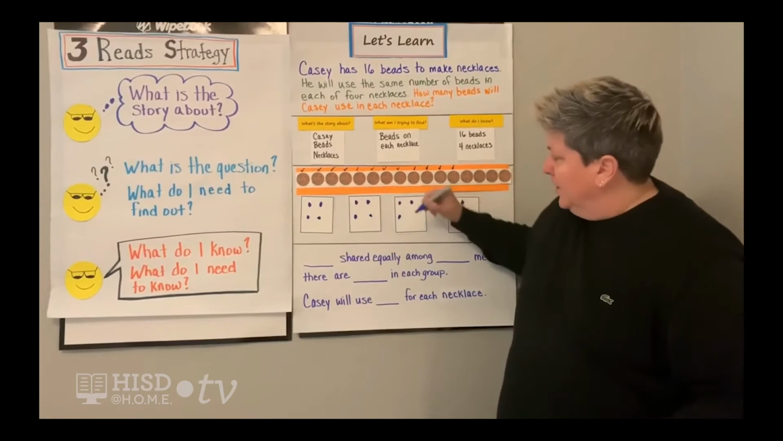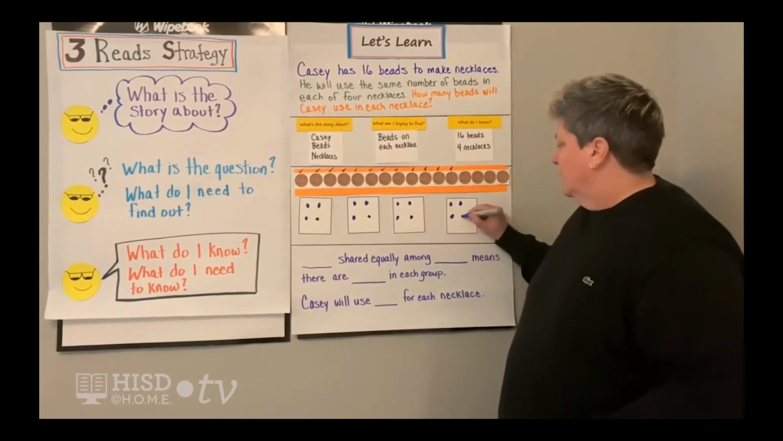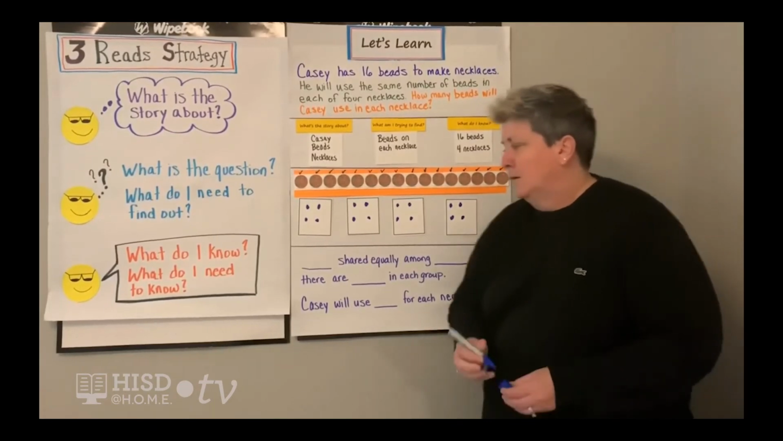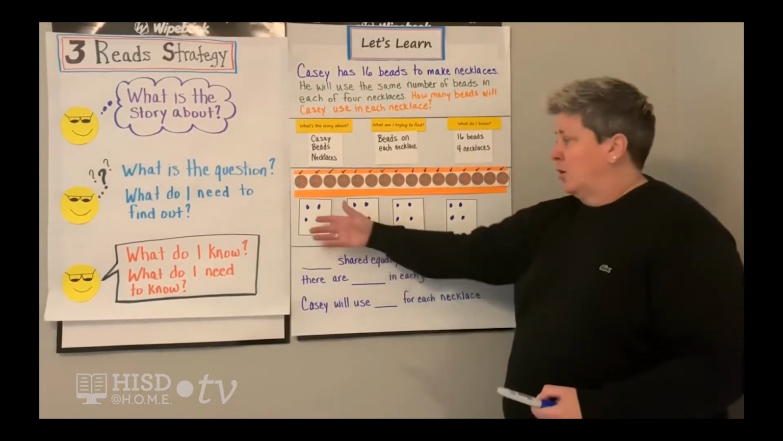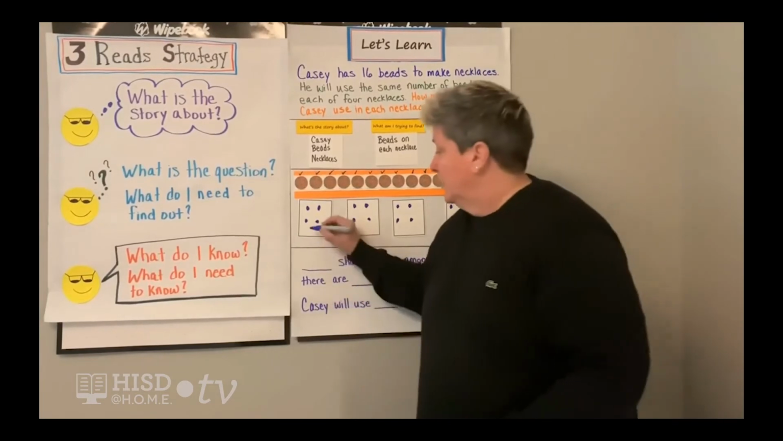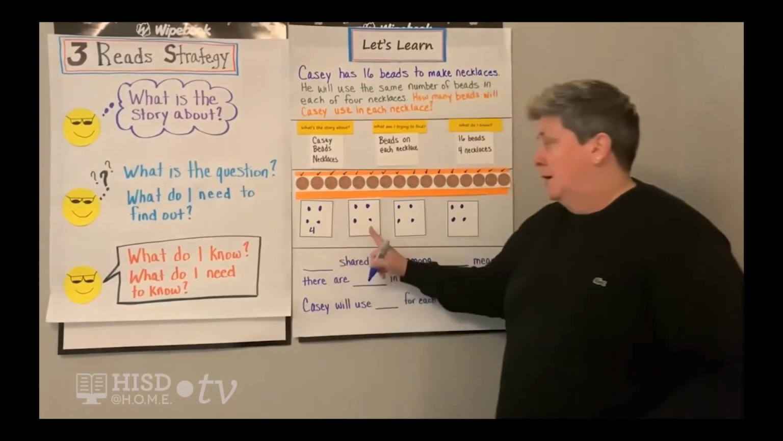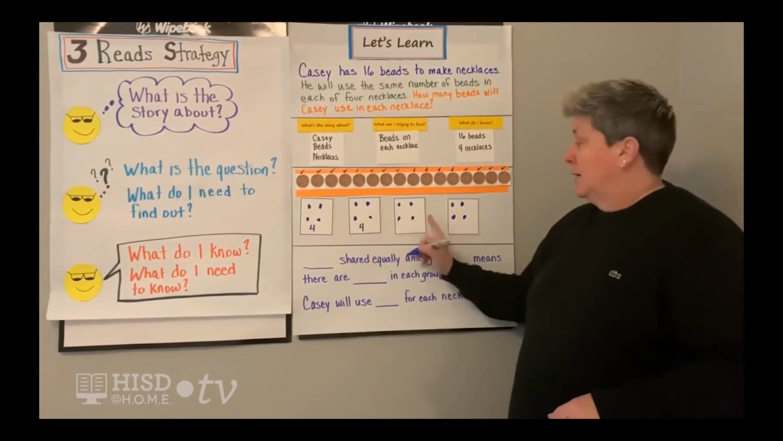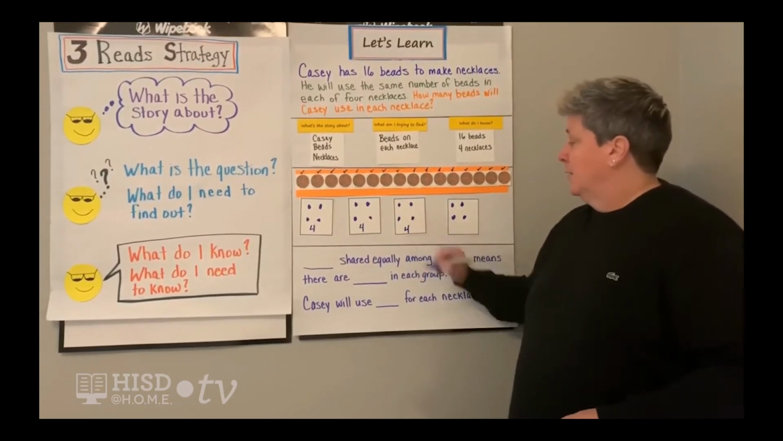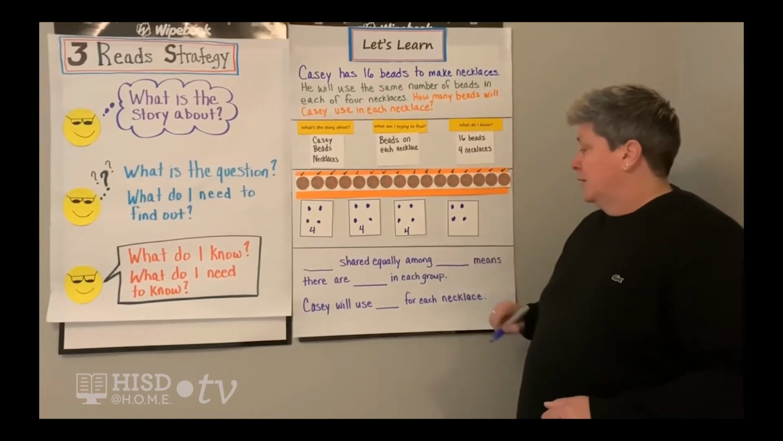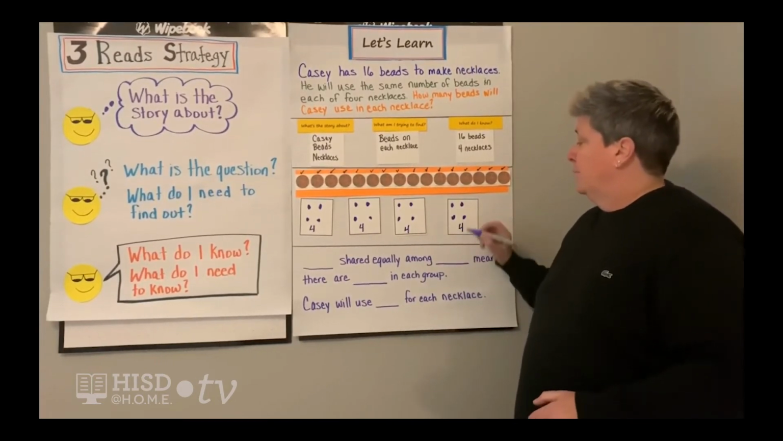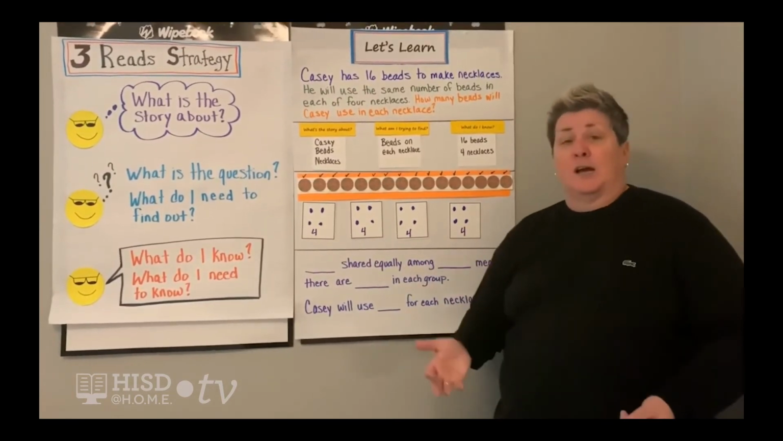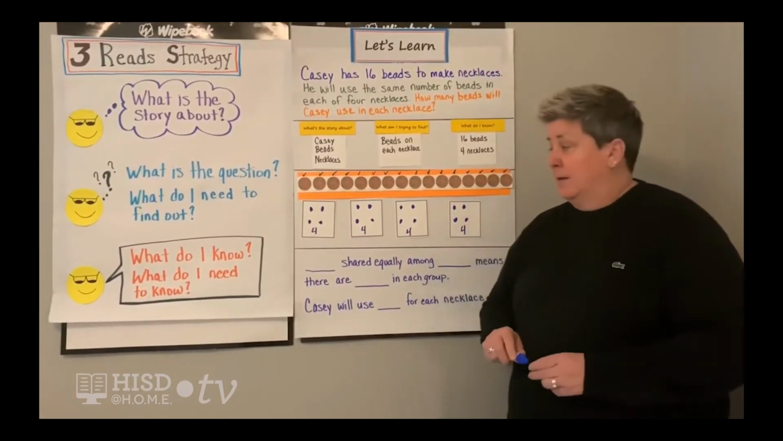So now I know that I can equally share those on the 4. So how many beads are on the first necklace? There are 4. How many on the second necklace? 4. How many on the third necklace? 4. And on the fourth necklace, 4. So I can see that each of these necklaces is going to have 4 beads on them.